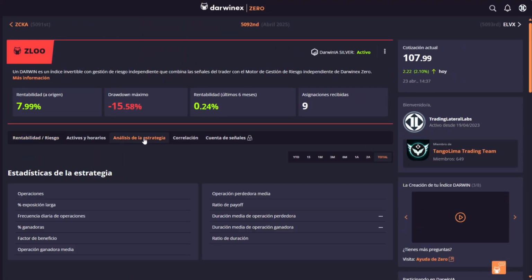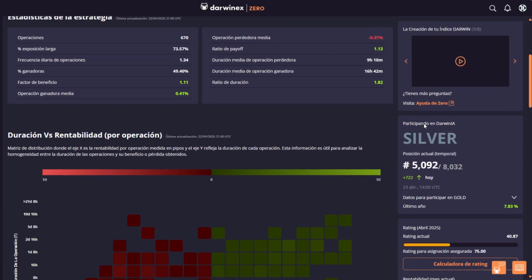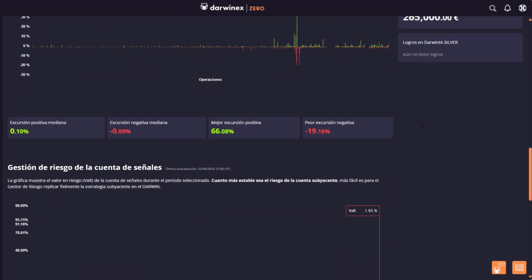Let's see how the VaR is calculated. At this point, let's remember that our strategy's VaR is calculated each trading day, meaning once a day, provided there has been market exposure. The VaR of our underlying account, by the way, can be seen in this graph here, within the Strategy Analysis tab.